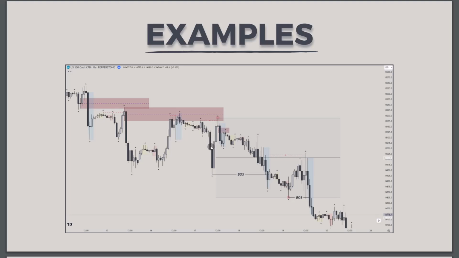Now, why did I ignore this fair value gap? Because we look from here to here. This is a fair value gap in the middle. What I'll be considering the most is a fair value gap that is extreme. That's what we always do.